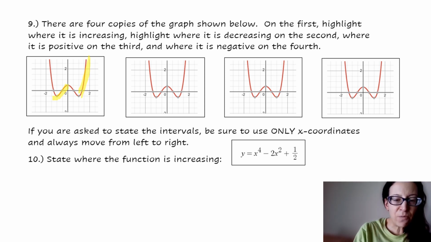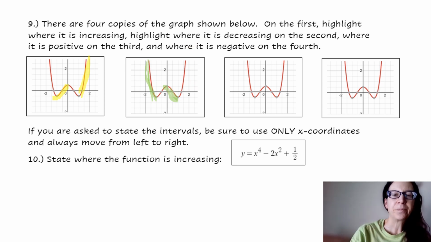On the second one, highlight where it is decreasing. Well, that would be from here, and then it would stop right there. And then it would be increasing for a little bit, and then decreasing right in here, and then increasing again. So decreasing, decreasing, decreasing. When it hits that bottom point, it would be increasing right in that little chunk, and then decreasing, and then it would be increasing again.